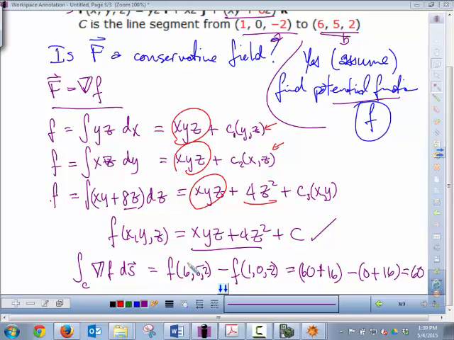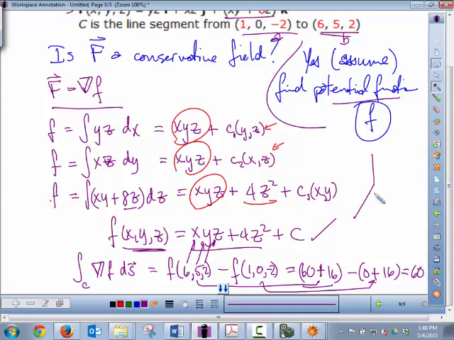Yeah, we put 6 in for x, 5 in for y, and 2 in for z, and then we calculated it here, and we got this for the first one and this for the second one, and then we got it to equal 60, which is our answer from the previous page. By the way, because this is path independent, we actually did our computation going from this point to this point in a straight line.